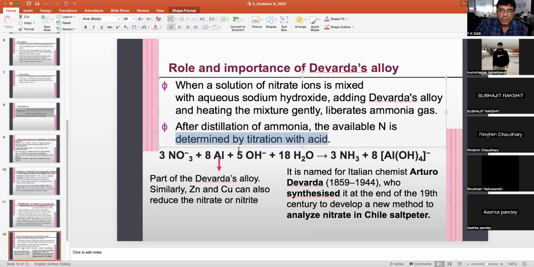And you can see how the reaction happens. Take one case of aluminium: nitrate plus aluminium plus hydroxyl ions and water, and ammonia is produced, plus 8 AlOH4. So this aluminium is part of Devarda's alloy. Similarly, zinc and copper can also reduce the nitrate or nitrite. It is named for Italian chemist Arturo Devarda, who synthesized it at the end of the 19th century. Means Devarda's alloy was made by Devarda.